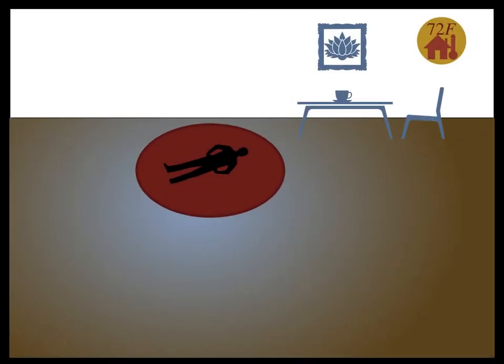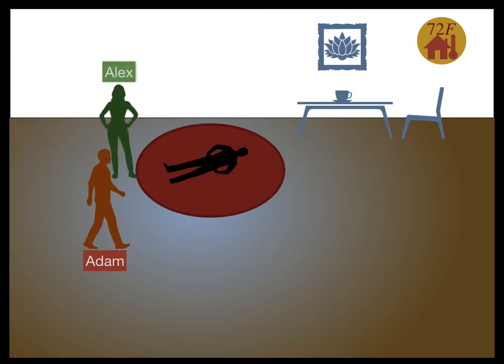At around 8 p.m., Adam came home and found that his roommate was dead on the floor. He immediately called the police, and a few minutes later, a coroner, Alex, showed up at the scene to do some investigations of the dead body. At 8:20 p.m., she took the body's temperature and got 92 degrees Fahrenheit.